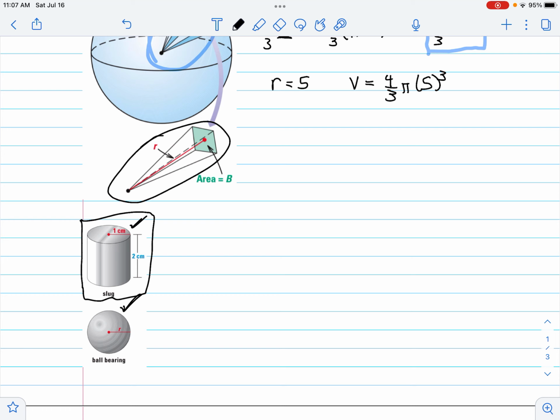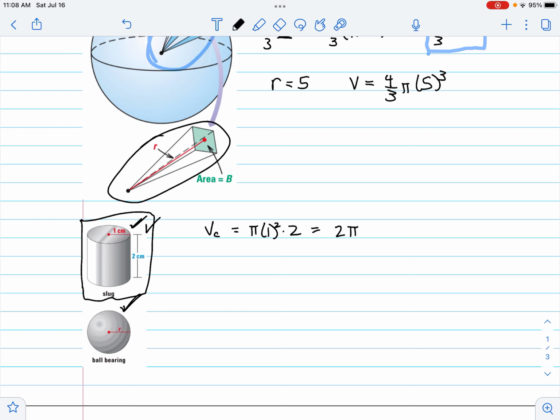Here's what I want to find out. With this much metal, represented by the slug, what will the radius of my ball bearing be? Well, let's find out what the volume of this cylinder is. The volume of the cylinder, I'll just say V sub C, is going to be pi times 1 squared times 2. And that's going to be 2 pi cubic centimeters.